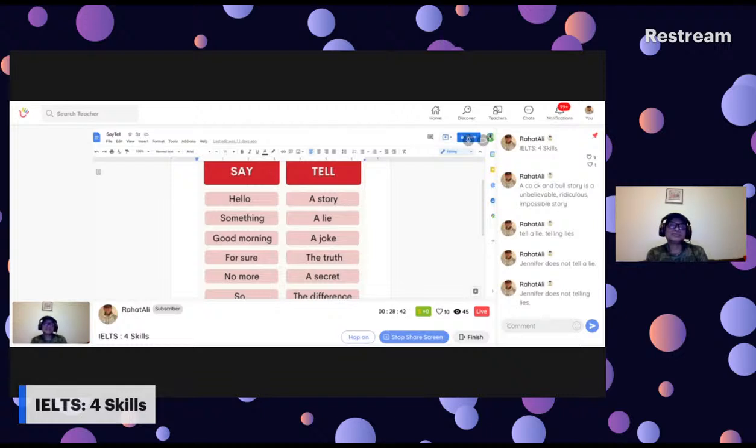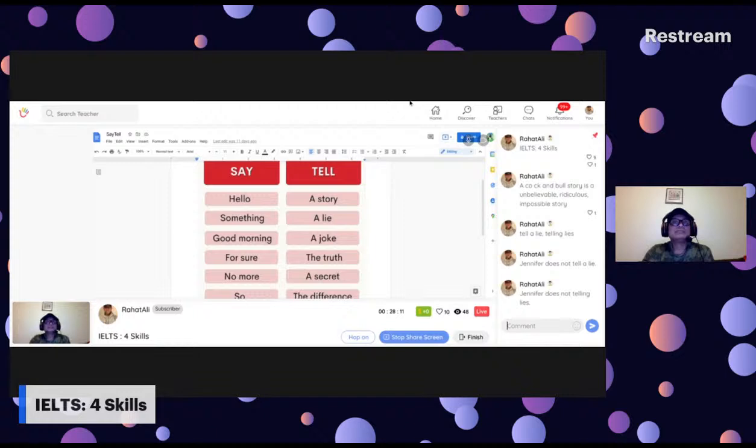Similarly, tell a joke. Don't tell a joke about serious things. My colleague Jimmy always tells a joke about his personal life. Telling a joke is sometimes not good. Some people do not take telling a joke seriously, and some people do not like it, for example. All right, and then tell a secret.